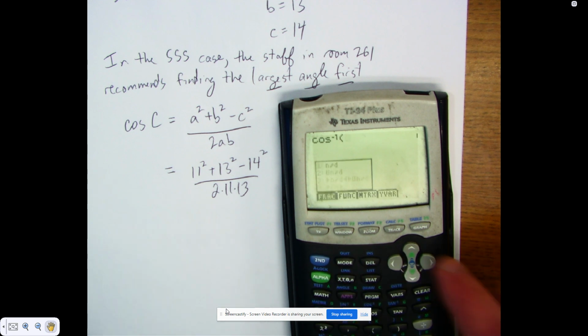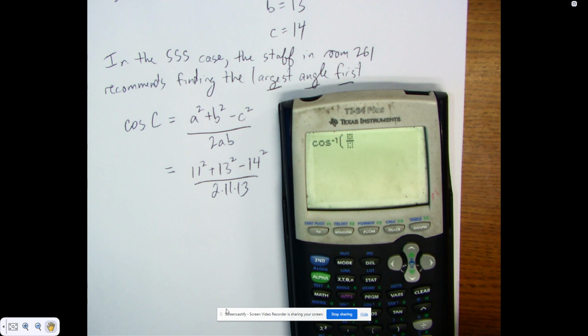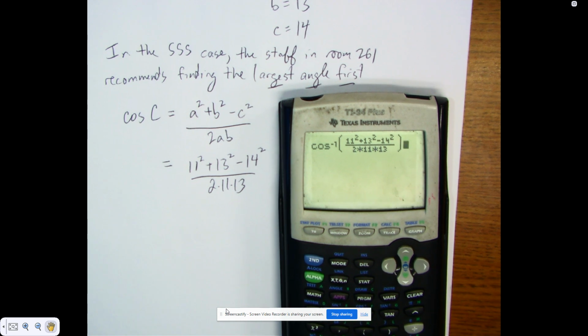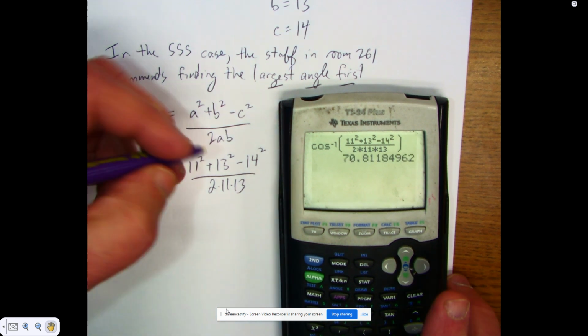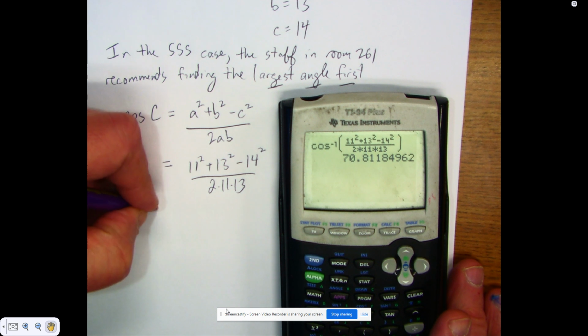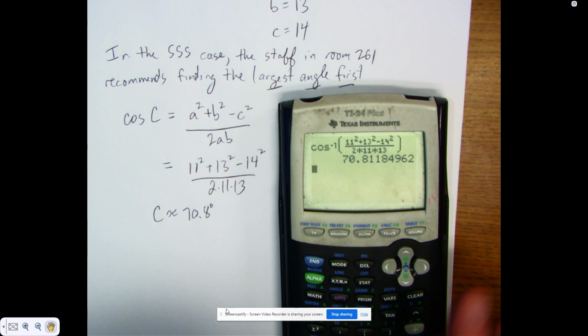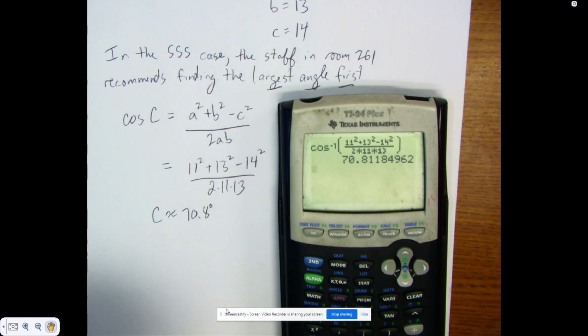Cosine inverse. Okay, I'm going to make a fraction bar. 11 squared plus 13 squared minus 14 squared all over 2 times 11 times 13. All right, and then if I hit enter, that's going to give me the angle. It happened to be acute, but sometimes if it were obtuse, it would have given it to me just fine. So angle C is 70.8 degrees.